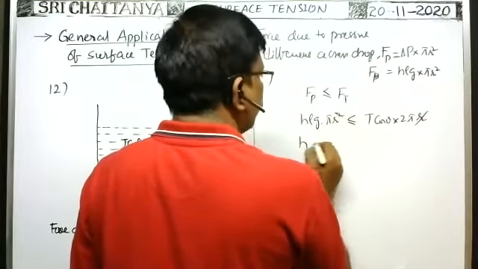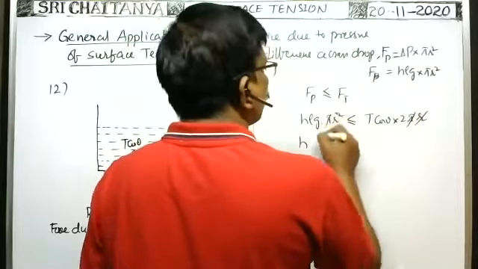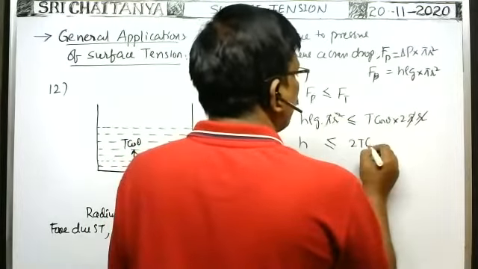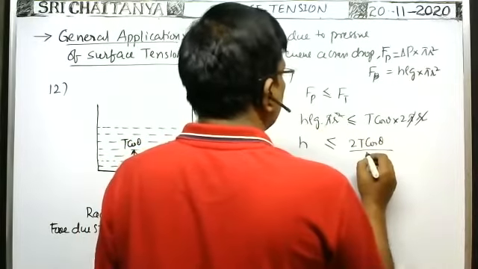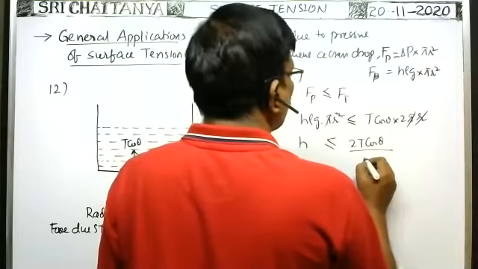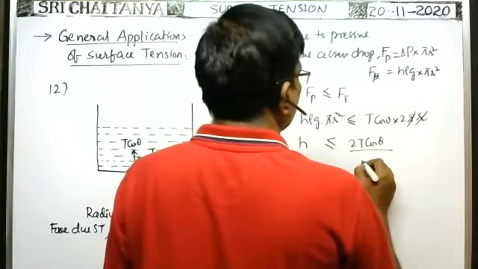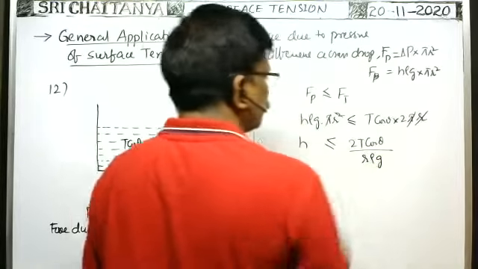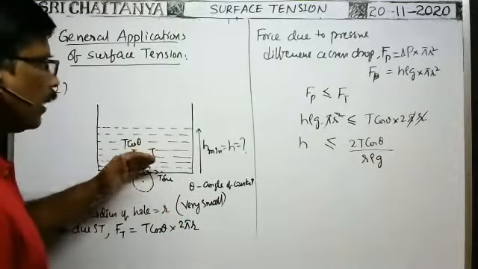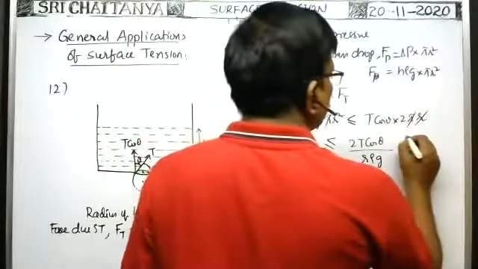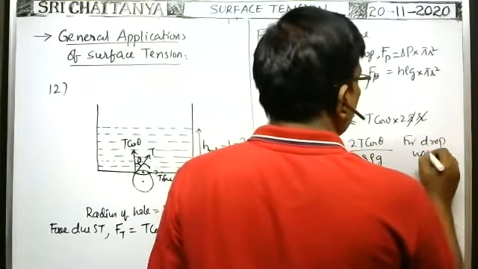Okay, we need h less than or equal to, of course, pi also cancels, 2T cos theta by r rho z. Okay. So this is the condition for the liquid drop not to fall.